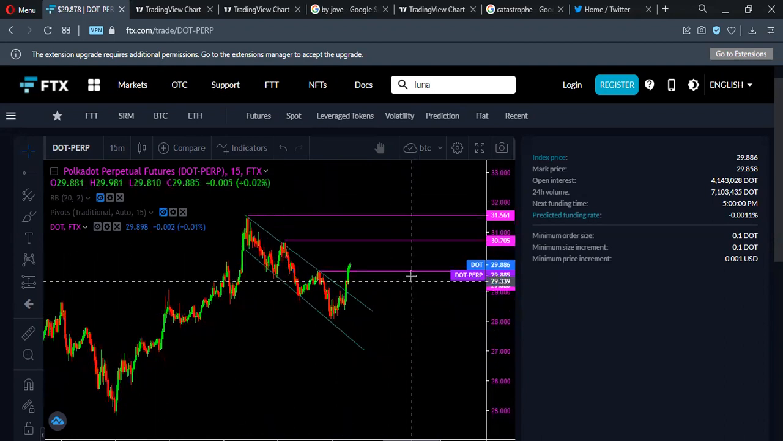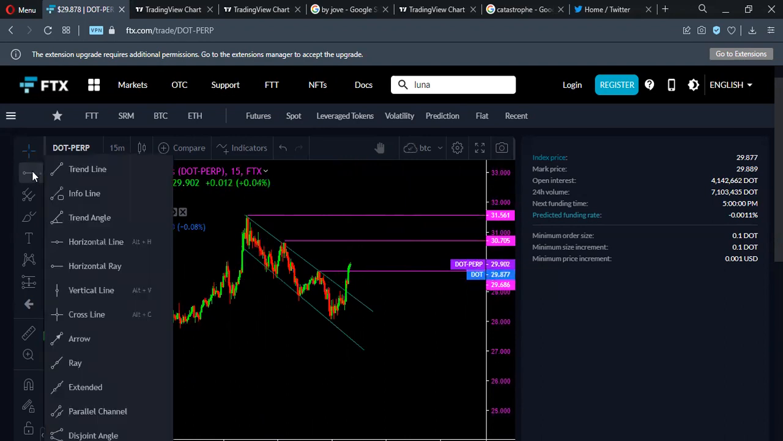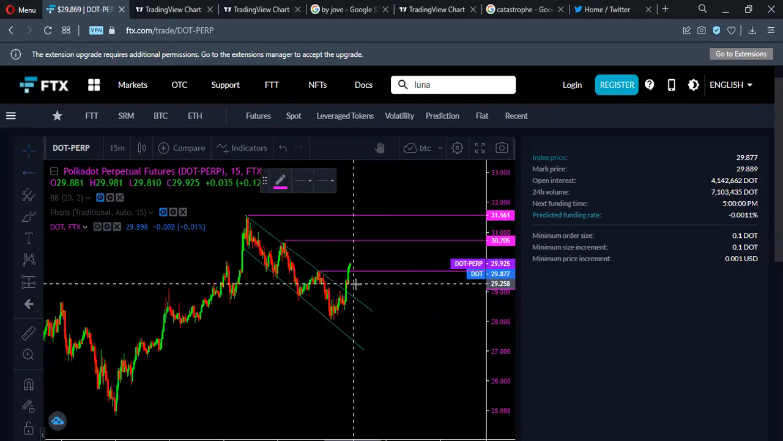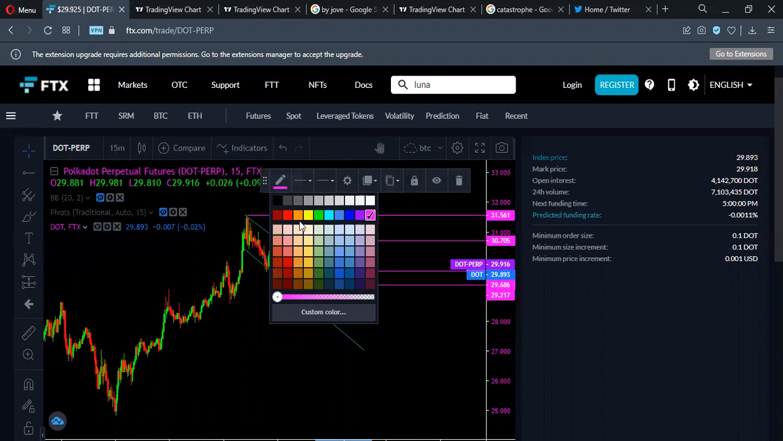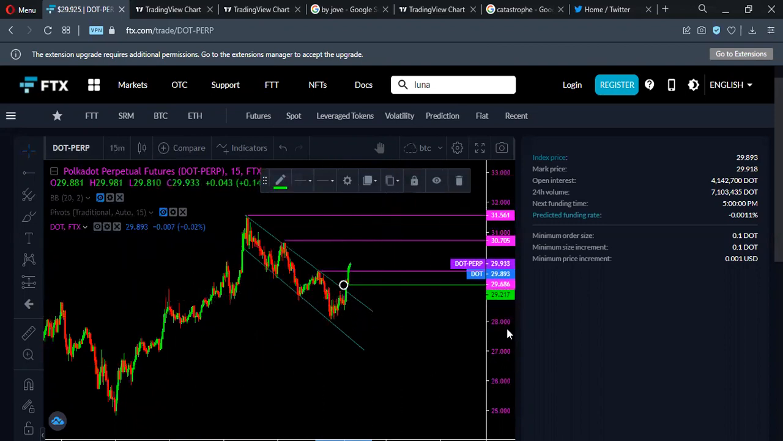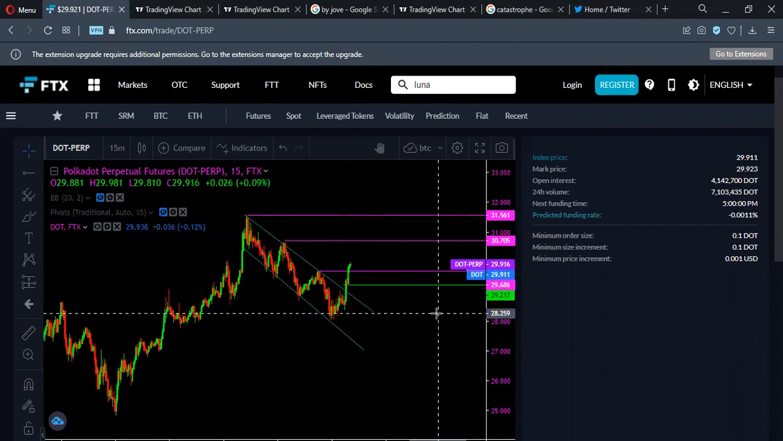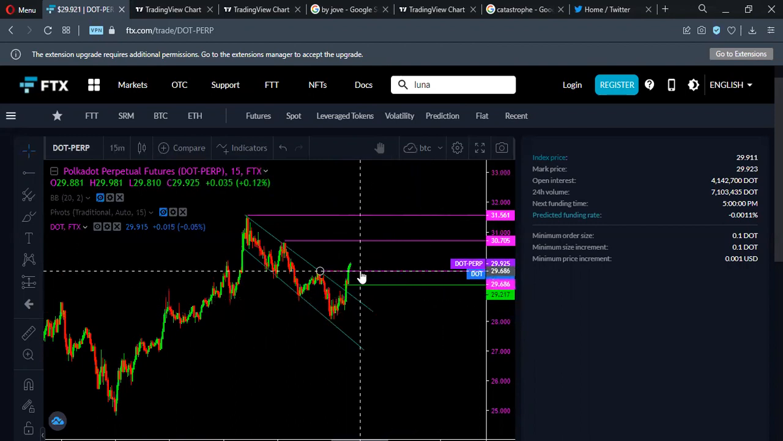The next thing now is how to get an entry. Assuming it hadn't broken out, let's say we met it when it was still here, when the price was still in this channel. Let me change this color to green. Assuming we met it at 29.217, that happens to be our entry, and then we are looking at our targets as 1, 2, 3.